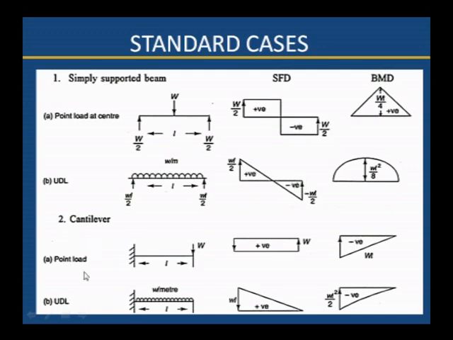For a cantilever beam, if it is carrying a point load, the shear force diagram will be a rectangle, and the bending moment diagram will be a triangle with maximum bending moment WL. Then for a uniformly distributed load on a cantilever beam, its shear force diagram will be a triangle and the bending moment diagram consists of a parabola with maximum bending moment WL square by 2. These are the four standard cases what we discussed.